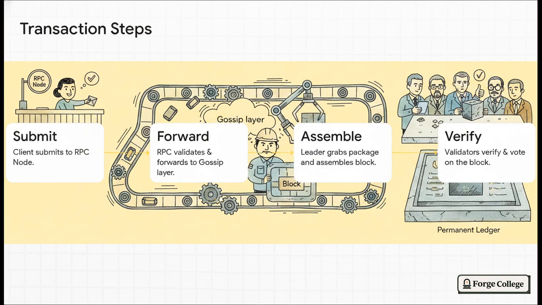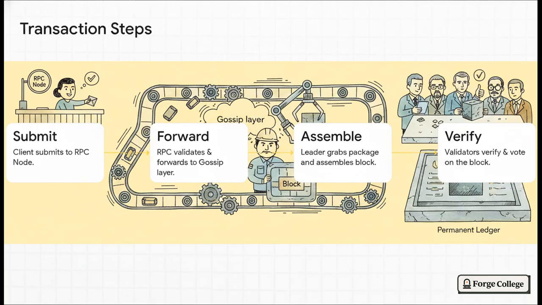Well, step 1, your client submits the signed transaction package to the RPC node, our friendly receptionist. Step 2, the RPC node does some basic validation, makes sure the package looks right, and tosses it onto the factory conveyor belt, which is the gossip layer. Step 3, the leader, our shift manager, grabs your package off the conveyor belt during their scheduled slot and carefully packs it into a block.